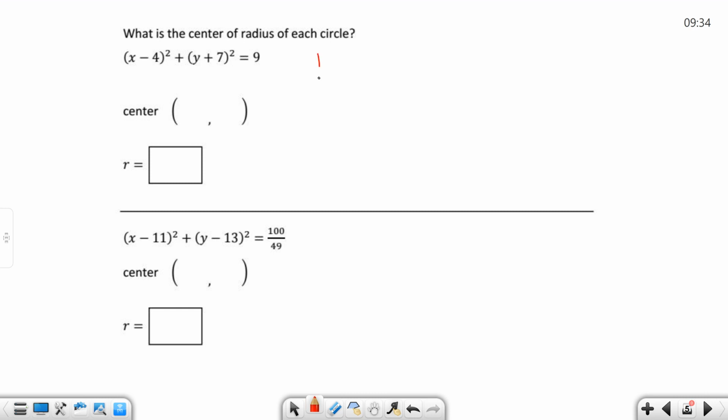First, I want to identify h, k, and r, okay? So h, x minus 4, is going to be positive 4, right? Change the sign. That's going to be minus h, so we change it to plus 4. Change the sign here for y minus k, and that's going to be negative 7. It doesn't matter if y's come first or x's come first, but the h goes with the x's, the k goes with the y's, right? When it's in this form of the standard form.